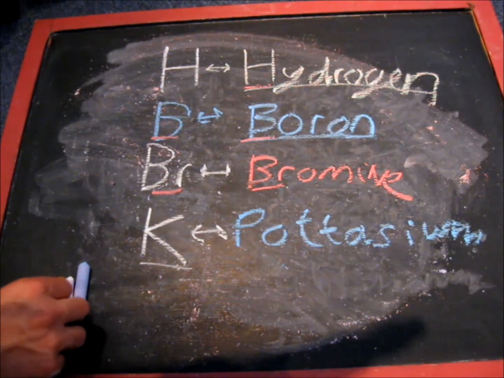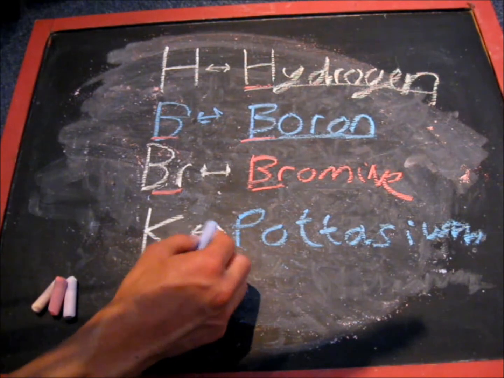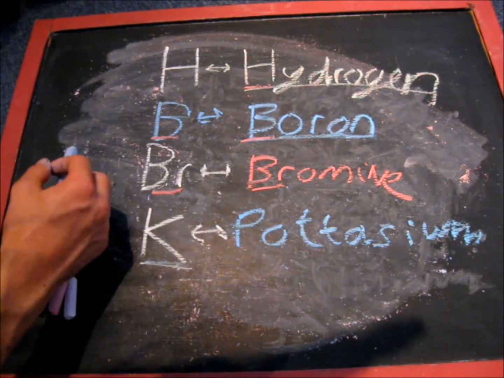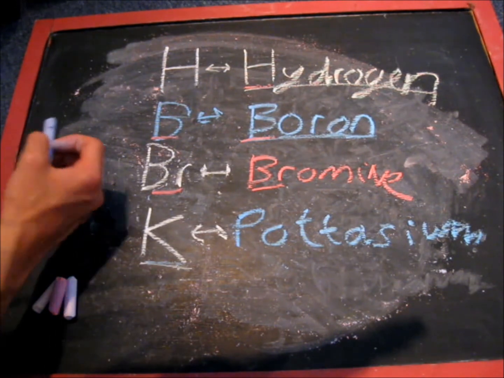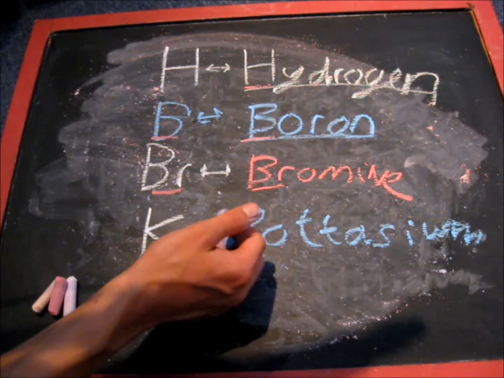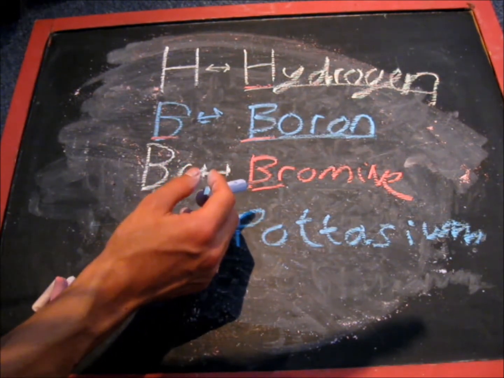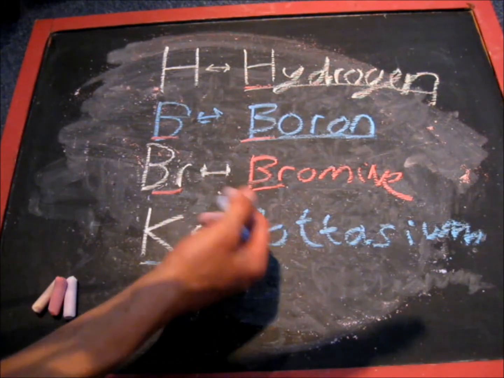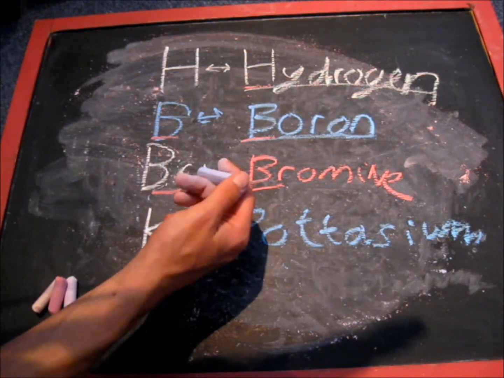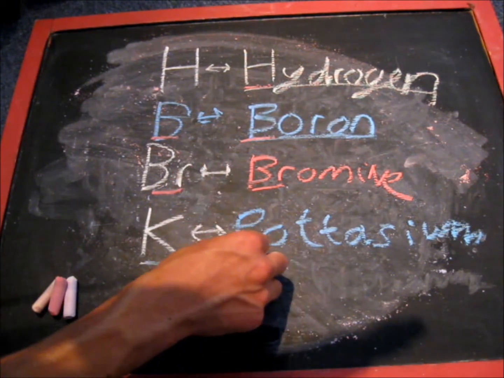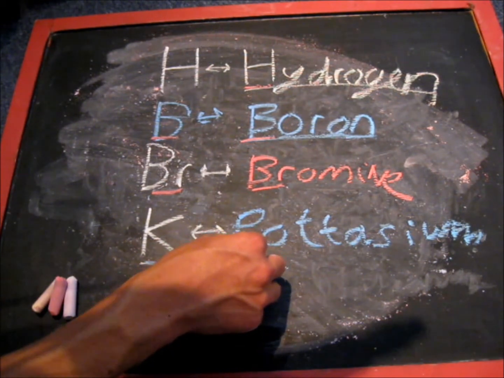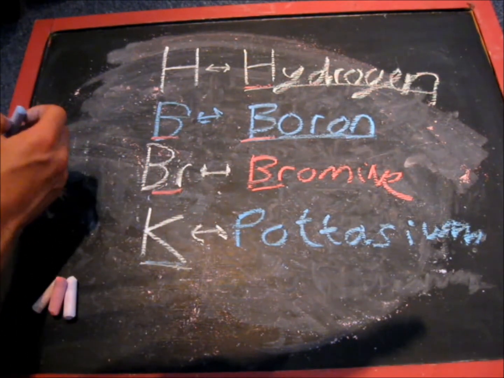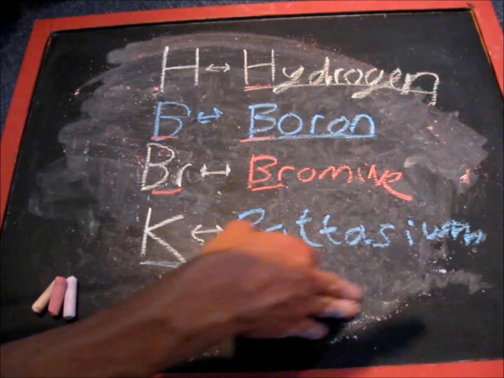But as you can see, there's no obvious reason that it has the symbol K. It must be either it used to go by the name of something beginning with K, or probably more likely, in a different language, potassium is commonly known as something that starts with K. I know a lot of elements were discovered in various different countries, so it may be that in the country that potassium was discovered, it was known by a name starting with K. That's the only reason I can think of. Or like I said, it may have had a former name.